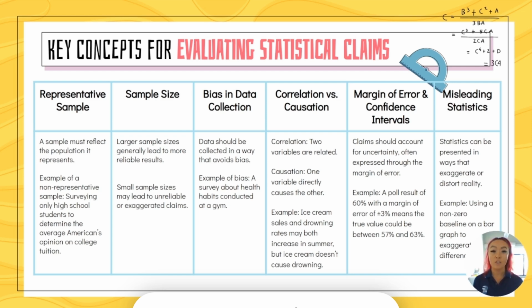Correlation versus causation. The two of them are not the same. Two variables could be related, right? That's a correlation, but that doesn't necessarily mean that causation is happening, that one variable directly causes the other. The margin of error and the confidence interval, right? We looked at those in the previous lesson. And misleading statistics. Statistics can be presented in ways that exaggerate or distort reality.